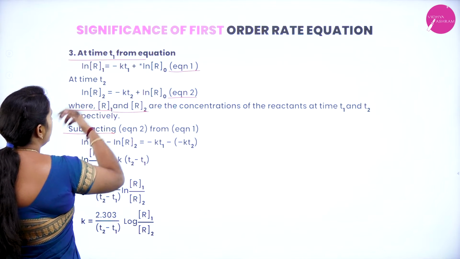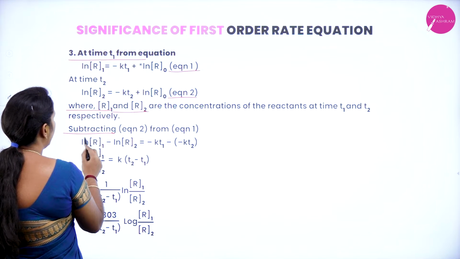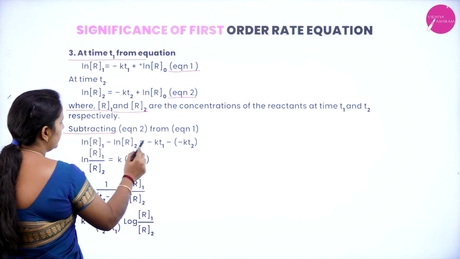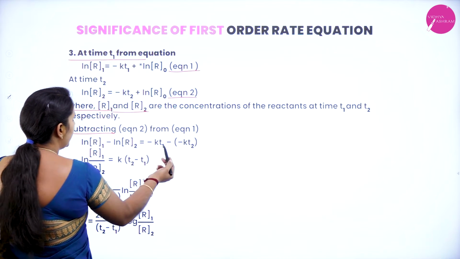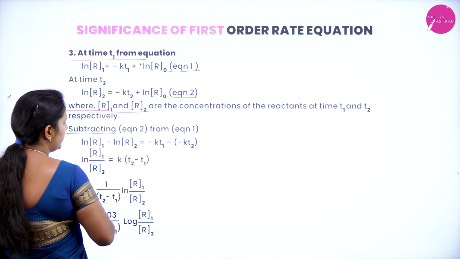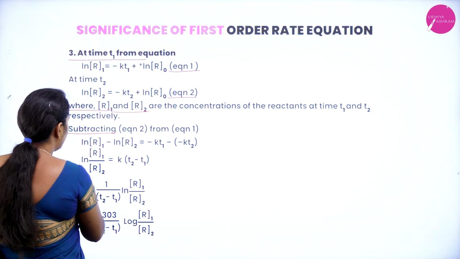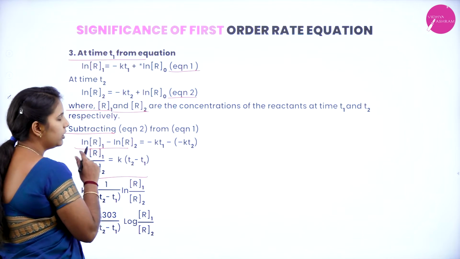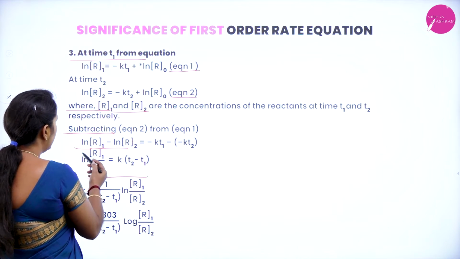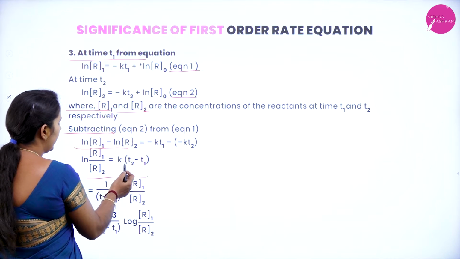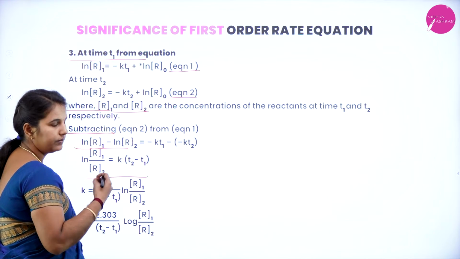Is it right? So now I'll subtract equation 2 from equation 1, so that ln R1 minus ln R2 is equal to -kt1 minus of -kt2. Now minus into minus is again plus. So if you take k outside, the remaining is t2 minus t1. Here this looks like log A minus log B, and that can be written as ln of A divided by B. So ln of R1 divided by R2 is equal to k into t2 minus t1, because I have taken out k as the constant.